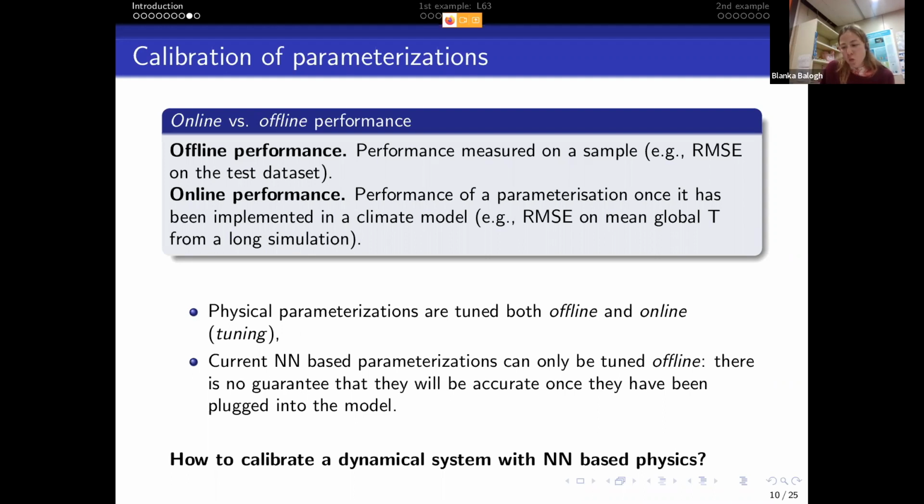But when we take a look at how it's done for neural network-based parameterizations, current neural network-based data-driven parameterizations can only be tuned offline. So there is no guarantee that they will be accurate once they have been plugged into the climate model. One question we can ask is how to make these data-driven parameterizations possible to calibrate, and so how to calibrate a dynamical system with neural network-based physics.